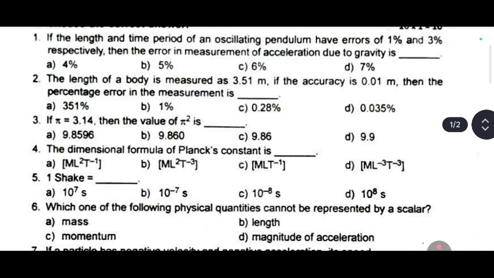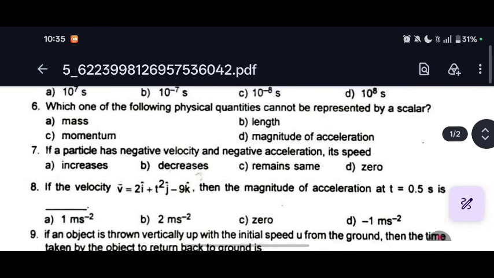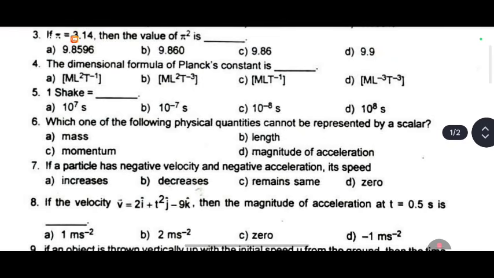Third one: if pi is equal to 3.14, then the value of pi square is dash. Fourth one: the dimensional formula of Planck's constant is dash. Fifth one: one shake is equal to dash. Sixth one: which one of the following physical quantities cannot be represented by a scalar? Seventh question: if a particle has negative velocity and negative acceleration, its speed is dash.